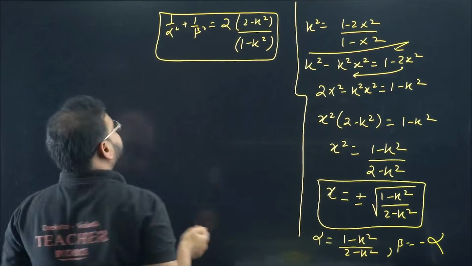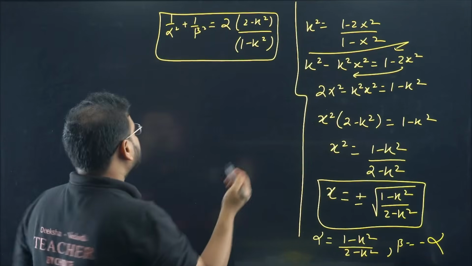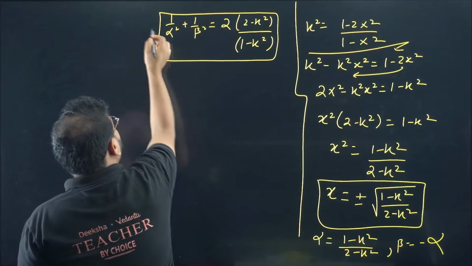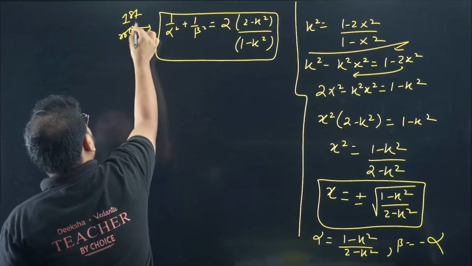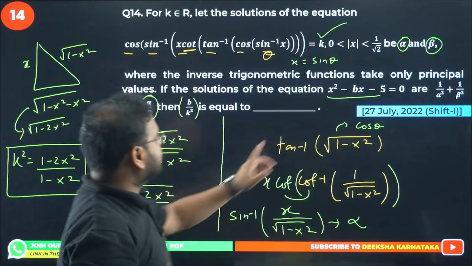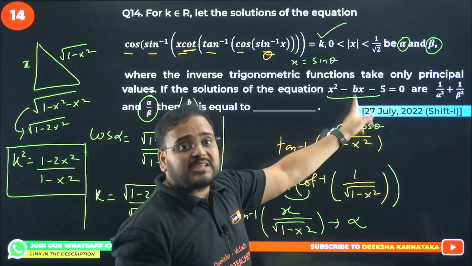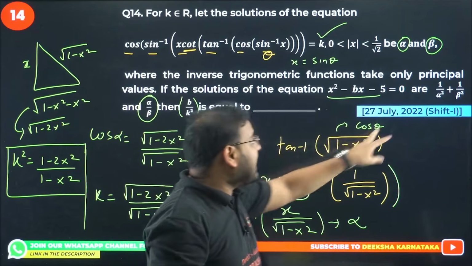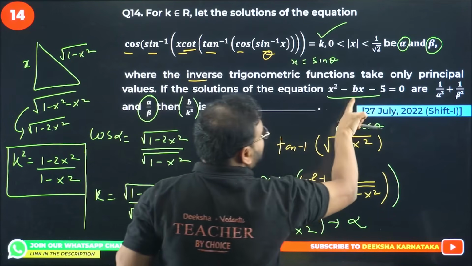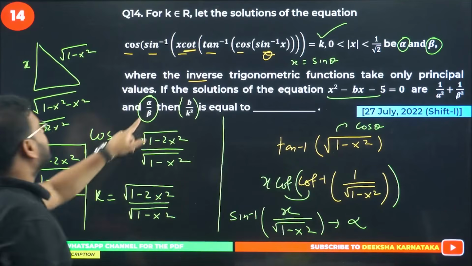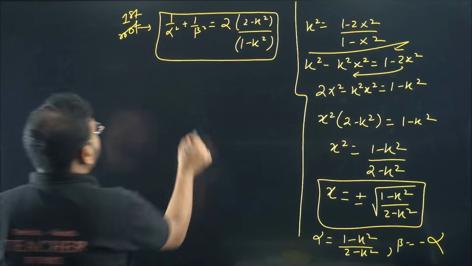They are asking what the second root is. This is not the second root, this is the first root of the given quadratic. Which quadratic? This quadratic, x square minus bx minus 5, is a quadratic equation. For that, this is the first root. Solutions means roots. For the given equation, one root is over here. The second root is over here. What is the second root?